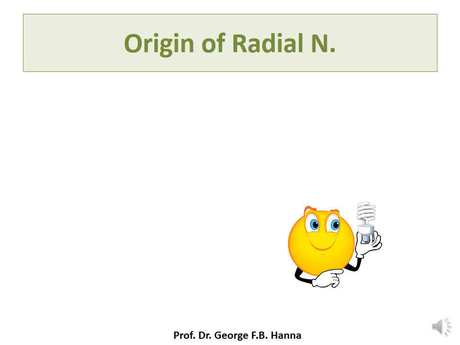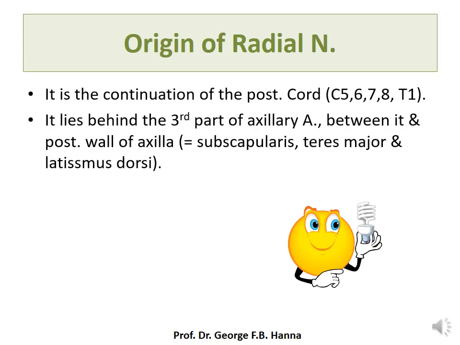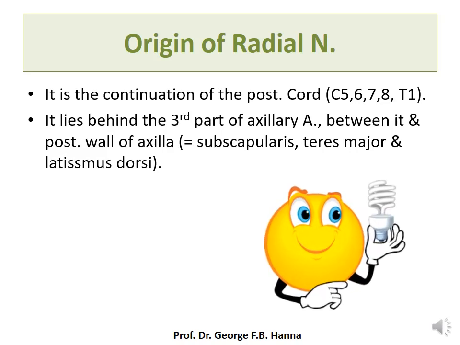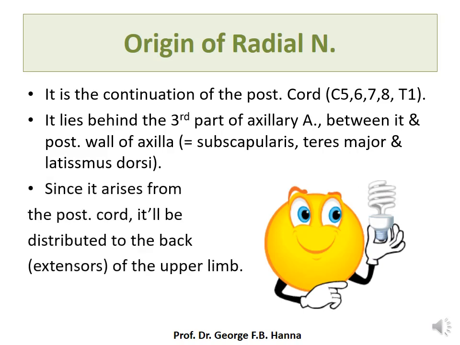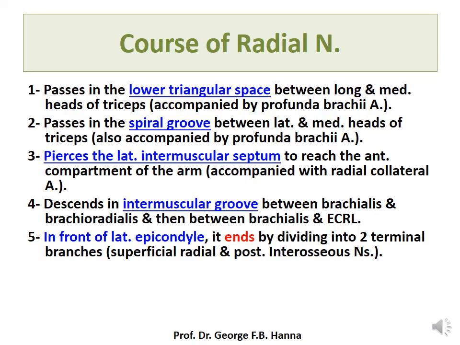Let us revise together the origin of the radial nerve. It is the continuation of the posterior cord. It passes behind the third part of the axillary artery, between it and the posterior wall of the axilla. And as we discussed in the last lecture, since it arises from the posterior cord, it will be distributed to the back or extensors of the upper limb, both muscles and the skin over them. And again, this is a summary in writing about the course of the radial nerve.